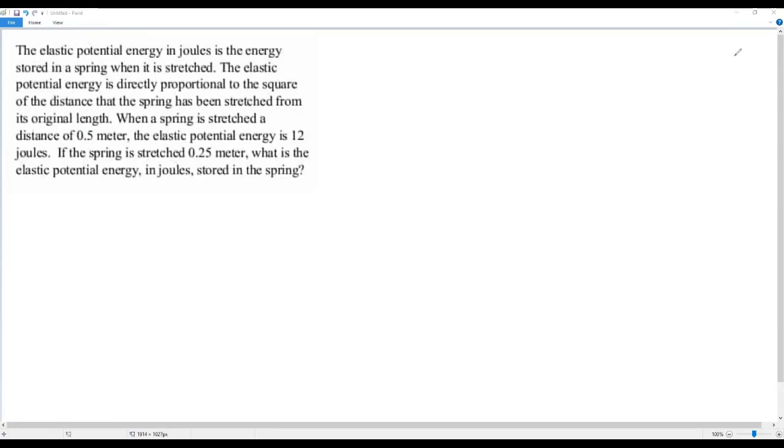Here we have a SAT math problem. Okay, let's go to the question. The elastic potential energy in joules is the energy stored in a spring when it is stretched.